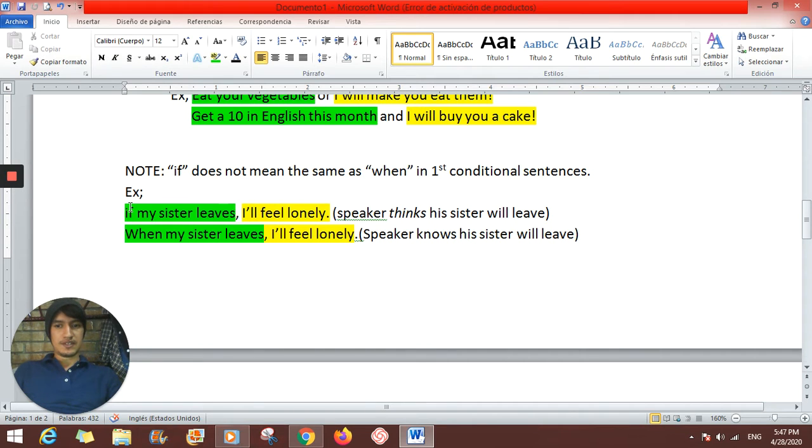Look, here's an example. If my sister leaves, I will feel lonely. In this example, the speaker thinks his sister will leave. And if we use when my sister leaves, I'll feel lonely. In this example, the speaker knows his sister will leave. He is 100% sure. Okay? Just keep that in mind. What else? What else?